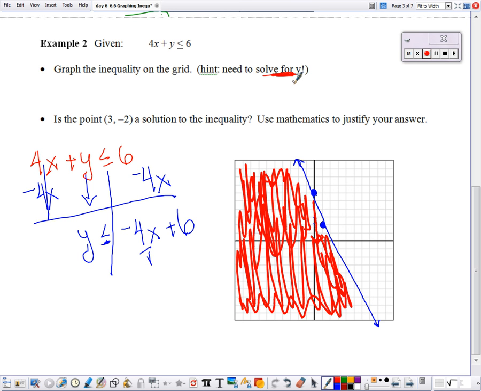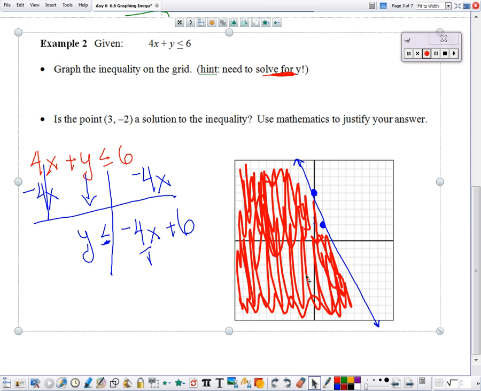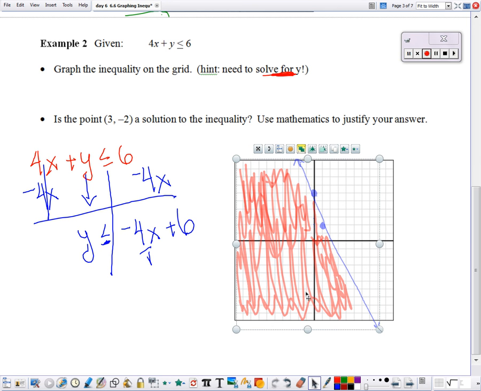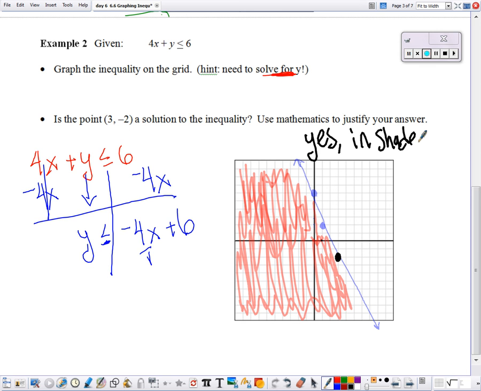So I did part A. Now this one, is the point 3, negative 2 a solution? Make sure you're able to see your grid. So 3, 1, 2, 3. That looks like it's on the line or really close inside, so yes. It's in the shaded region.